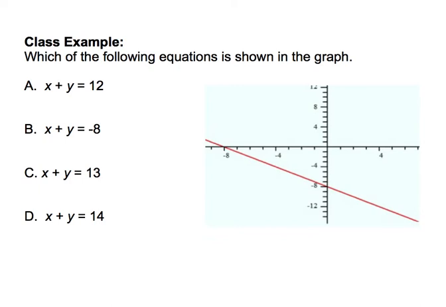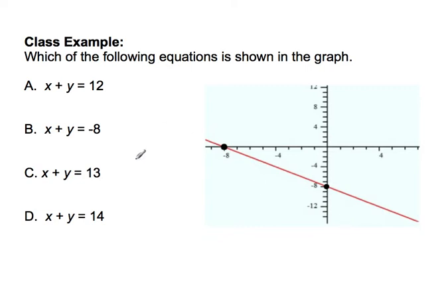Here's a class example. Now look at all these equations. They're all in standard form. So which of the following equations is shown in the graph? So I'm going to teach you something a little bit to help you become a little bit more efficient in your time. If you look at this graph, you see this point and you see this point very, very clearly. Those 2 points are called your x and your y intercepts.